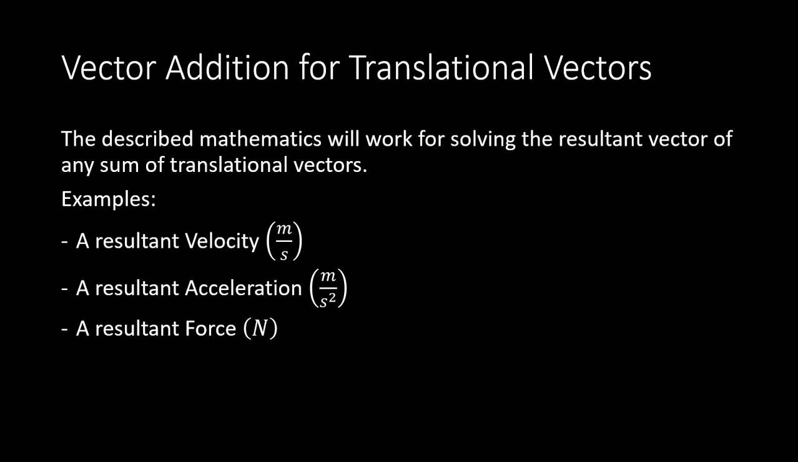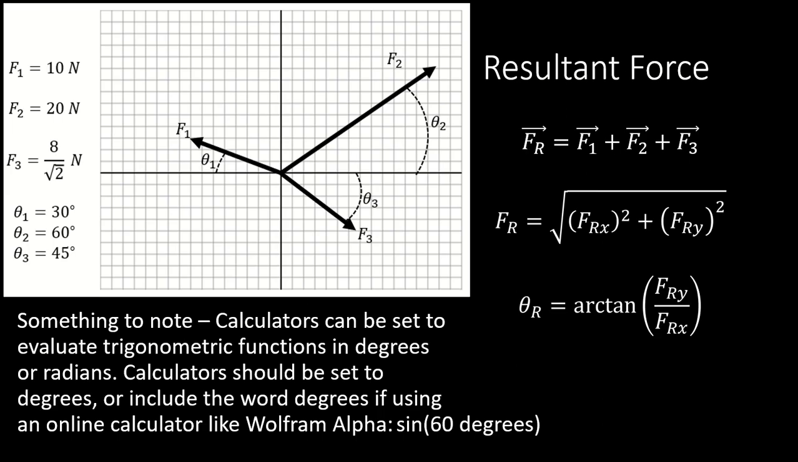Vector addition for translational vectors. The described mathematics will work for solving for the resultant vector of any sum of translational vectors. For example, if we had multiple arrows, whether they're going up, down, left, right, or at angles, the math we just did would work for all of those translational vectors. Some examples include the resultant of multiple velocities, which would have units of meters per second, the resultant of multiple accelerations, which would be meters per second squared, and the resultant force, or the addition of multiple forces, which would be in units of newtons.